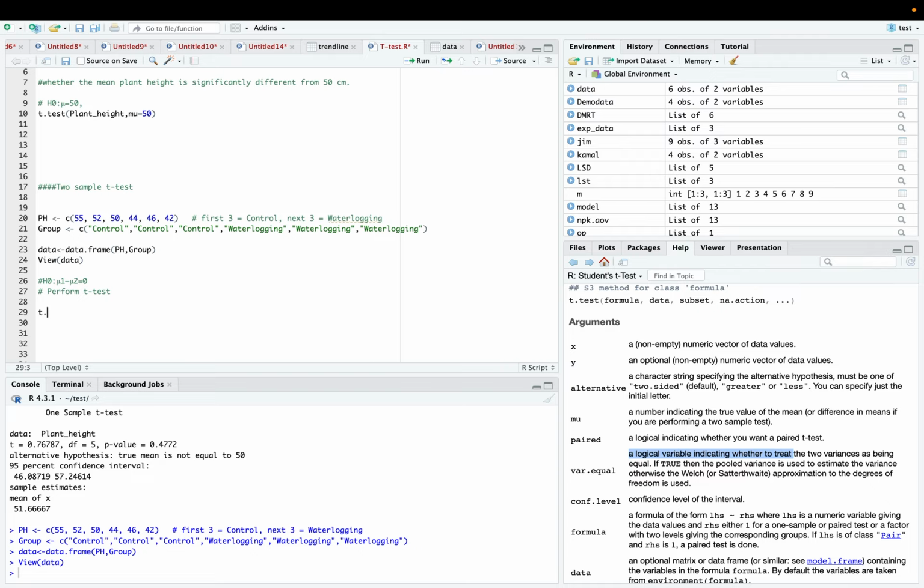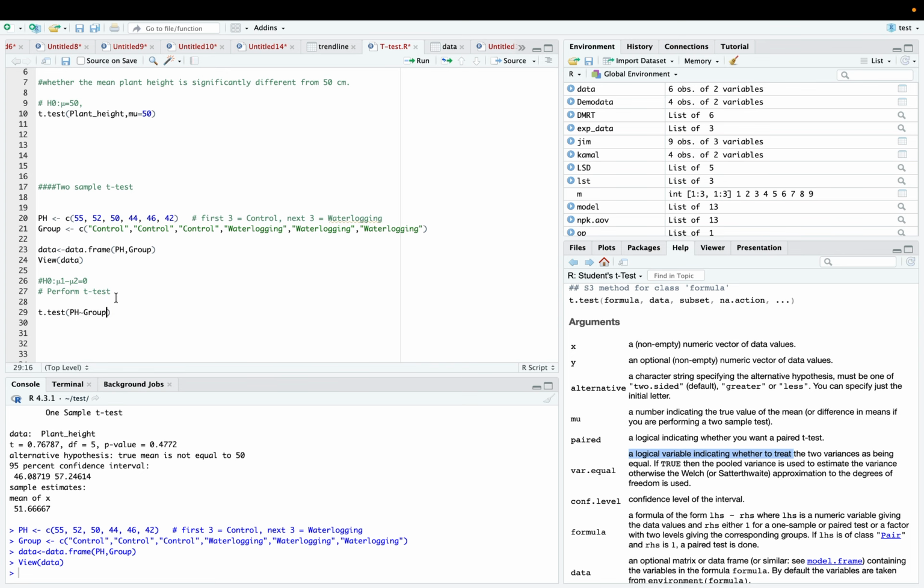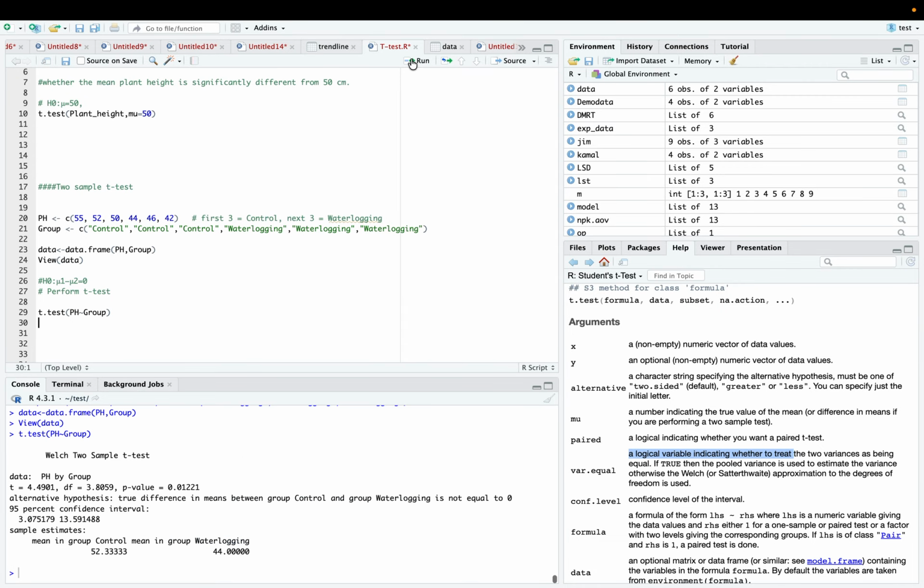Okay, t.test, this is for the t-test. Our dependent variable is pH, that is the plant height, then tilde. Our independent variable is treatment, here considered as group, so group. Okay, so let's see what this is actually all about. If we do it this way, then what happens?